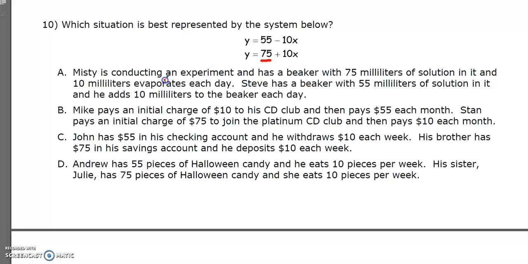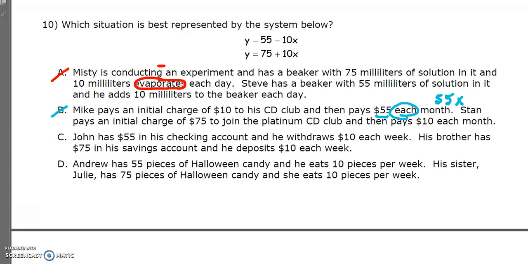Well, we have one here that starts with 75, but the word evaporates, does that mean we're going to add or subtract? Yes, we're going to subtract. This one is adding, so A is not going to be it. On B, it says Mike pays an initial charge of $10 to his CD club and then pays $55 each month. So if we're paying this much each month, that means we should have 55 times X or times M. I don't have that in either situation, do I? So B is not going to be it.